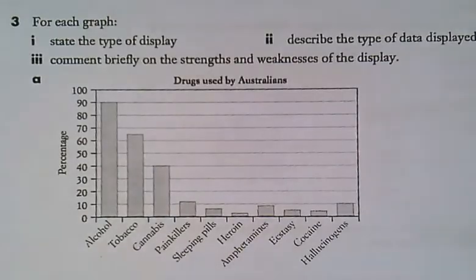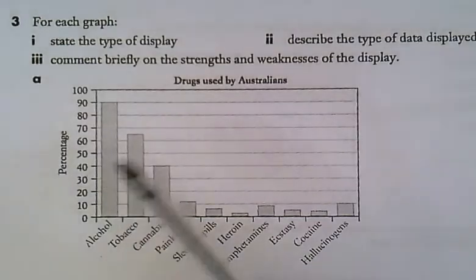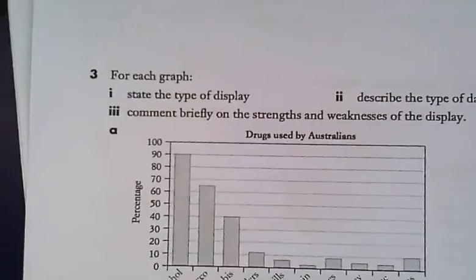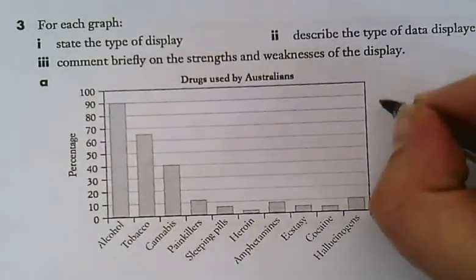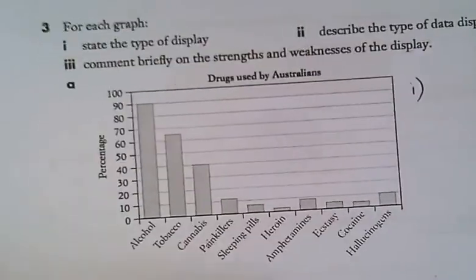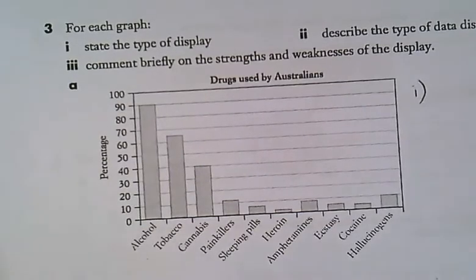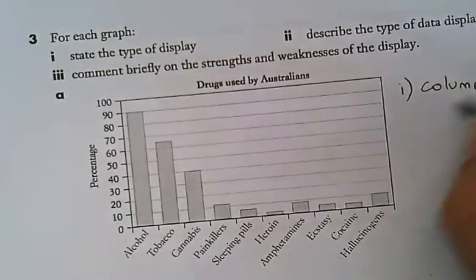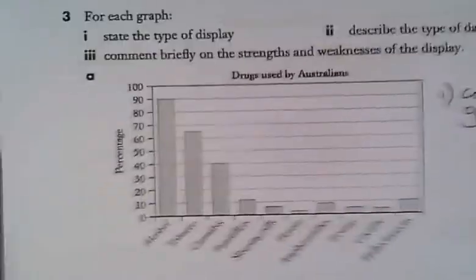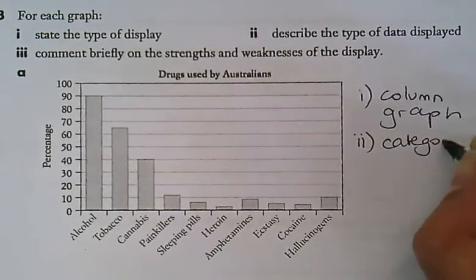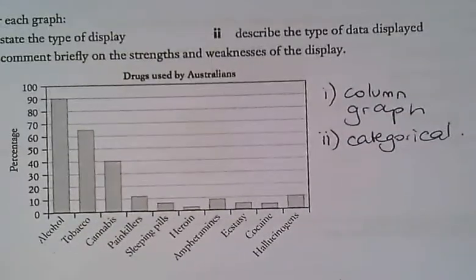Categorical, nominal. A question that you may be asked as part of some other question: describe the type of data displayed, and what is the strength of using these types of displays for those types of data. So question 3, what is the type of display? What type of graph is it? Yes, it's a column graph. What type of data do we have? Categorical. Yeah, it's categorical, but what type of categorical? Nominal. It can't be ordered.